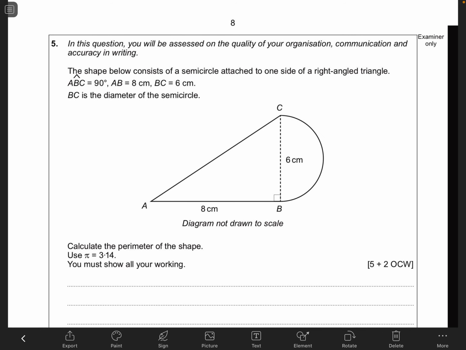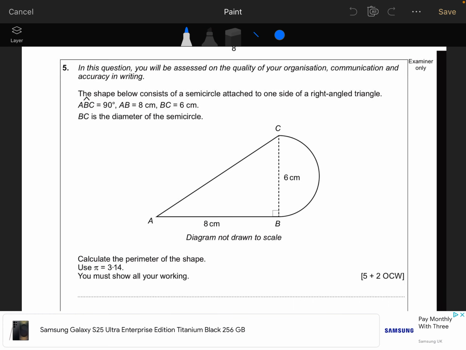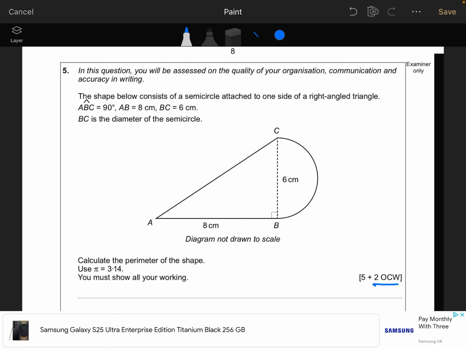Question 5. In this question, it's saying that you're going to get extra marks for the quality of your organisation, communication and accuracy in writing. You can see at the bottom right we've got 2 OCW marks, and that's for just laying it out clearly, making sure you put units in, and bullet pointing what you're doing.